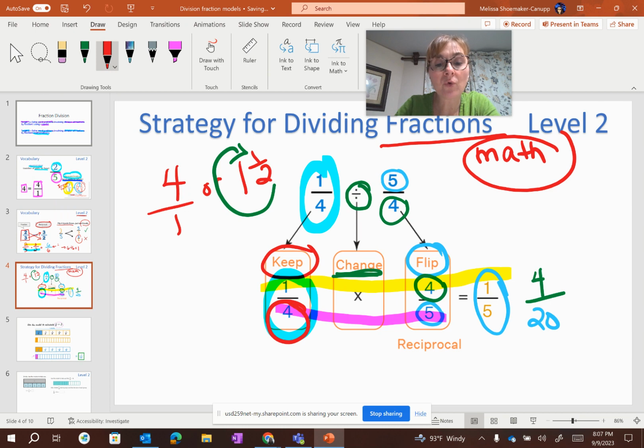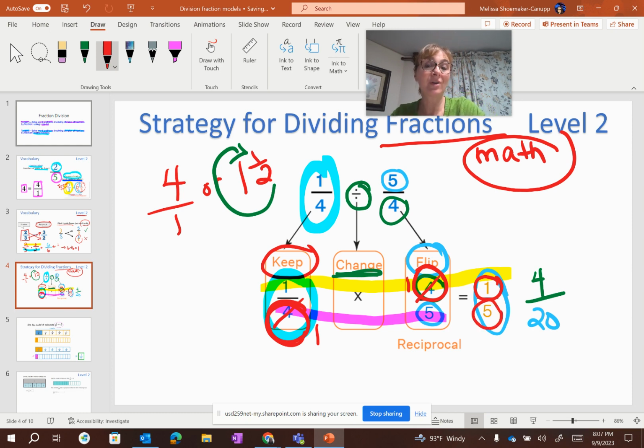I have a 4 down here and a 4 up here. They're in opposite positions. One's in the top of the fraction, one's in the bottom of the fraction. That means I can divide those or cancel before I multiply. So 4 divided by 4 is 1. So then I have 1 times 1 is 1, and 1 times 5 is 5.